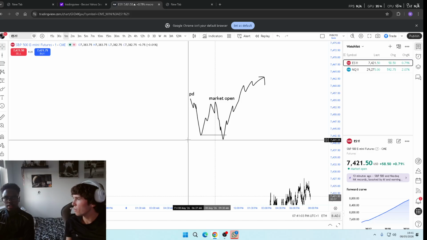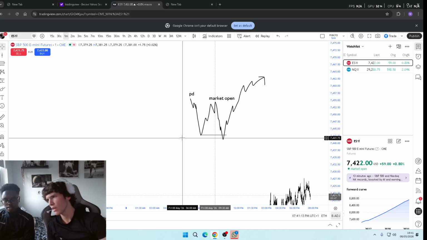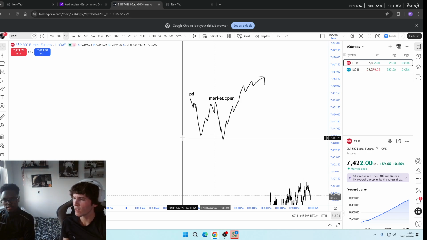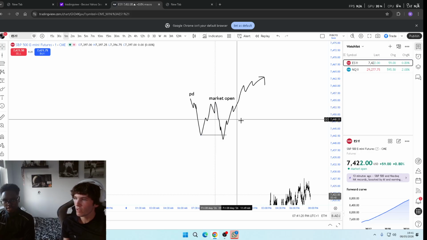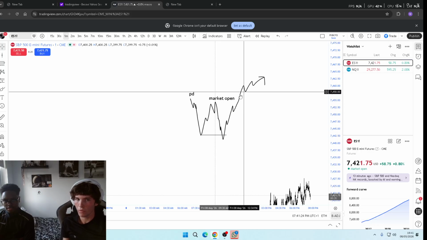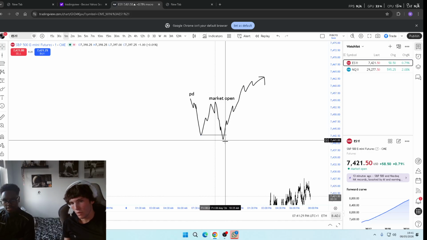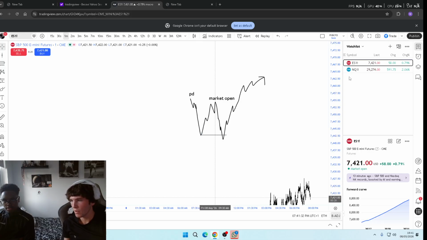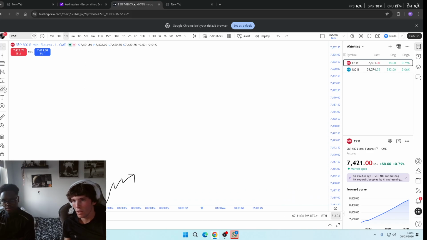So it's basically like a manipulation. When the market opens in New York, for us it's 2:30, but in America it's like 9:30 I think. Basically there's always a form of manipulation as the market opens, and then it does its move. That's what a liquidity sweep is. It takes a previous low or a previous high, and then it moves on higher or lower. So I'll do another drawing the other way around.